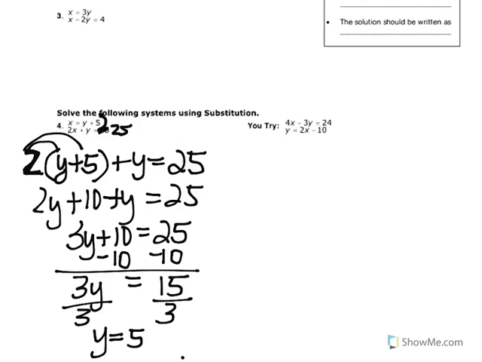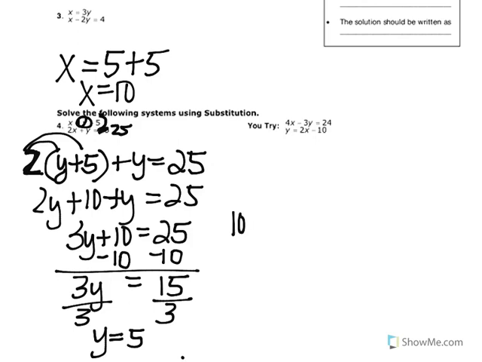Now that I know that y equals 5, let's plug that back into one of the other equations. When you're trying to decide which one to plug in, I always just look at them and see which one looks easiest. And I'm going to use the first one. So x equals, and instead of y plus 5, we're going to put 5 plus 5. I'm substituting 5 for this y right here. So x equals 10. And so there's our answer. We got 10, 5. And that's our solution.